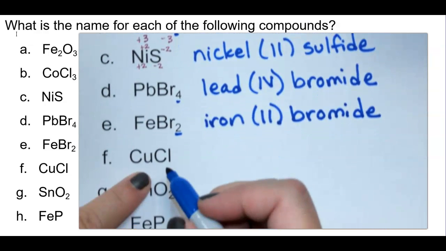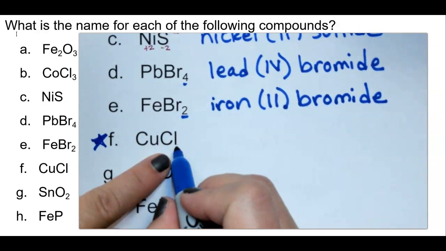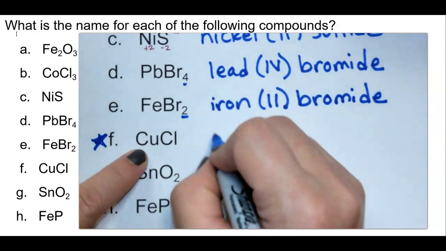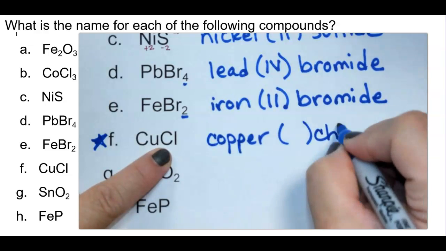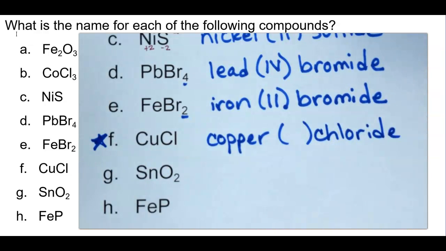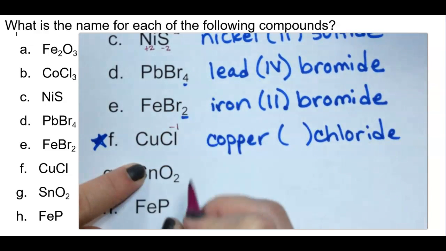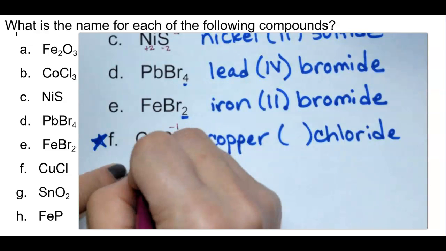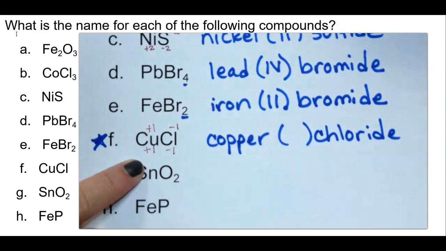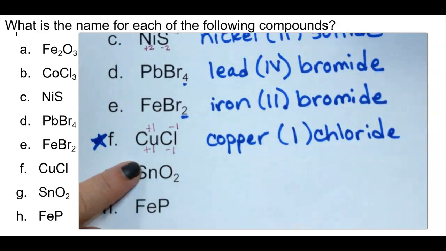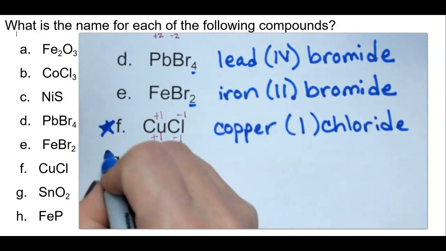Now, this is one of those tricky ones. Put a star. Because there's no subscript here, that means I do have to do the box method. It's going to be copper, some Roman numeral, and then chloride. And then we'll use the box method to figure out what is the Roman numeral. I know chloride is a -1, which gives me an overall -1, which means this must be a +1, and since there's only one copper, it must be a +1. So that's going to be copper 1 chloride. Very tricky.